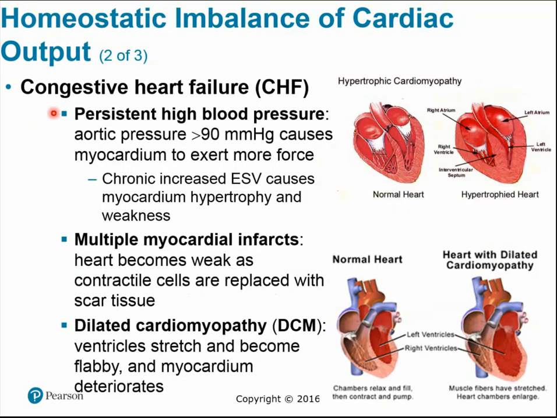Persistent high blood pressure can also contribute to congestive heart failure. Generally, anything where aortic pressure is over 90 millimeters of mercury can cause the myocardium to have to exert more force during contraction. So we have a chronic increase in our end systolic volume. Over time, the heart's kind of overworking and pumping harder than it should. So that can lead to myocardial hypertrophy and weakness.